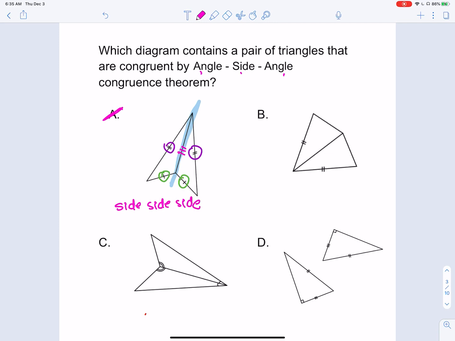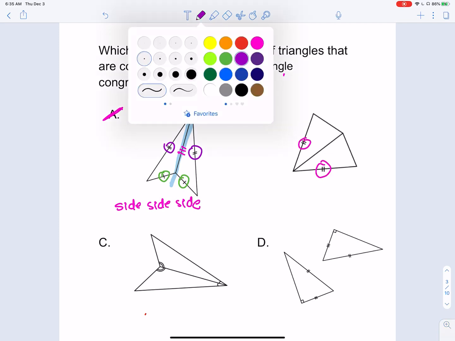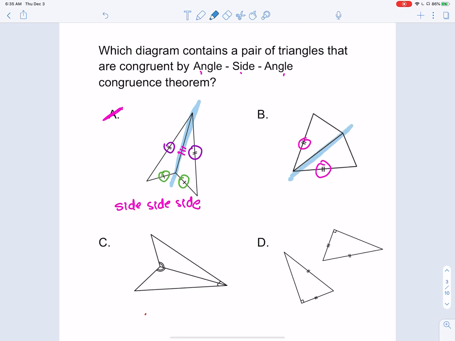If I look at B, I see that these two lines are the same, and I know that this line is the same for both. But I only know that two sides are the same, so I really can't tell anything from this triangle because I don't have anything else for it. So this can't be my answer.